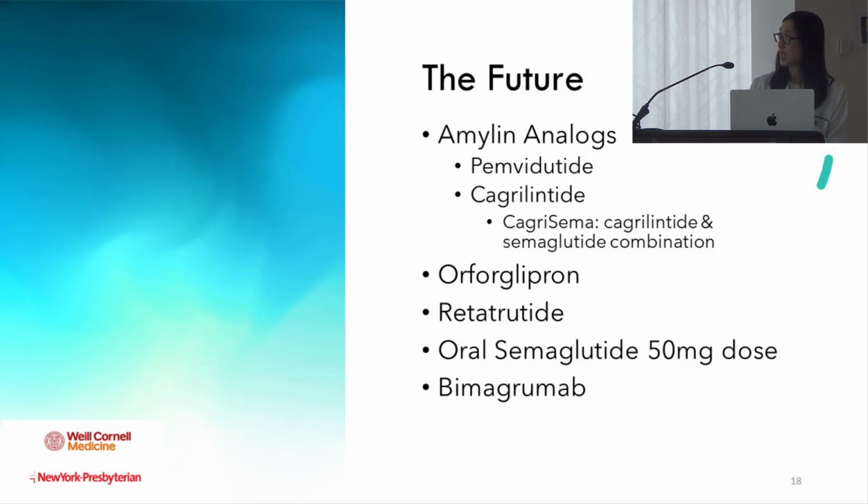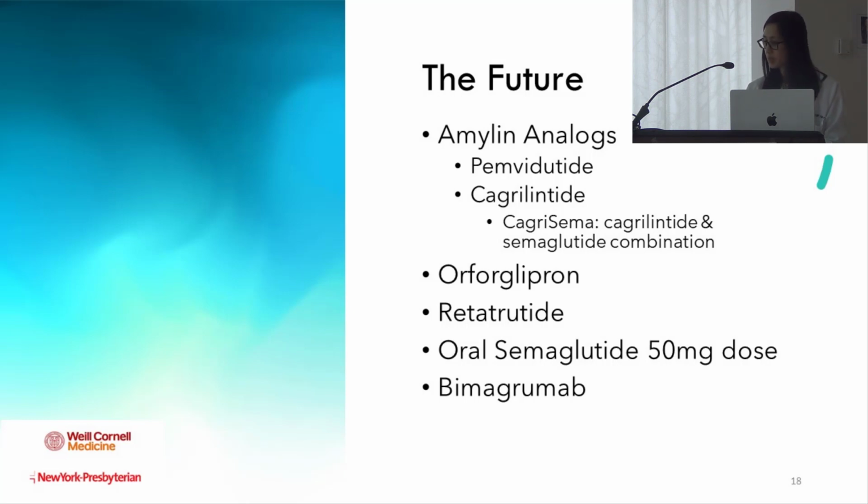Going through them really quickly, the amylin analogs work by helping the pancreas produce more insulin and blocking the liver from releasing glucose, which suppresses appetite and slows gastric emptying. Orforglipron, which is an oral GLP-1, has shown promise in trials. Retatrutide is a triple agonist: GLP-1, GIP, and glucagon. It's in development and will begin trials soon.